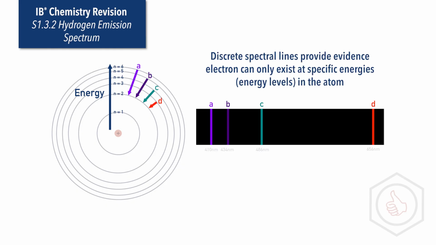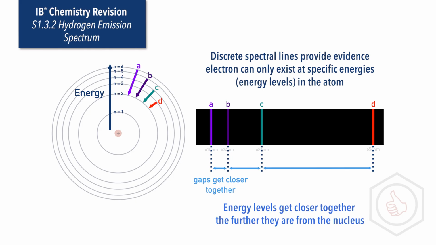The converging pattern at higher energies also shows that the energy levels get closer together as you move further away from the nucleus. This strongly supports the model of the atom having discrete, quantized energy levels rather than a continuous range of energies.